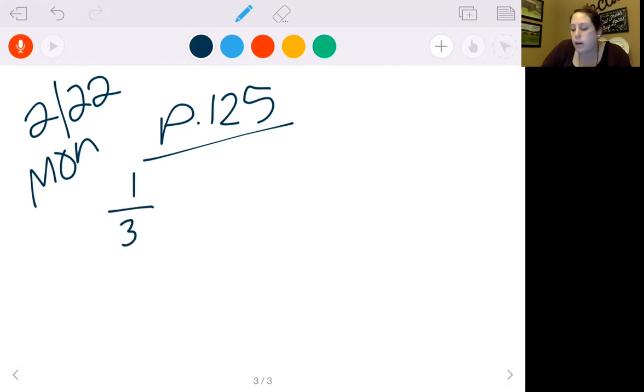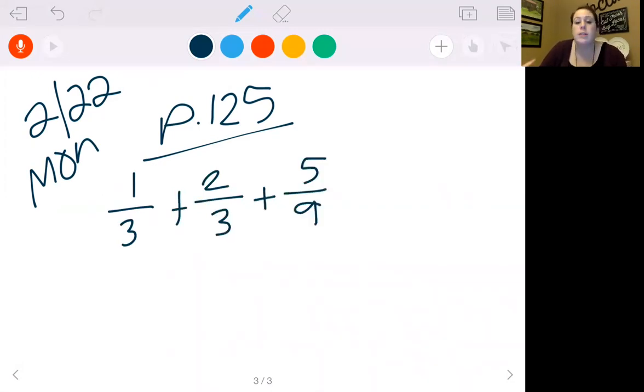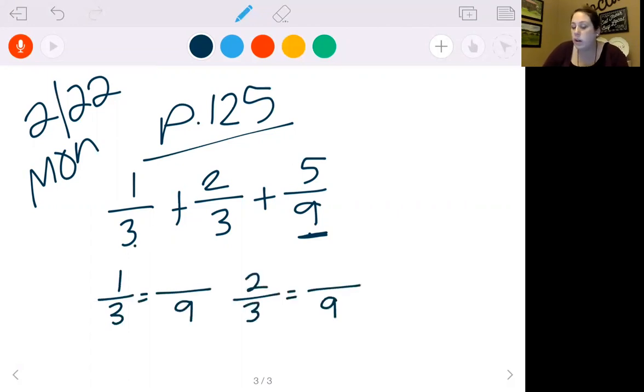Let's do 1/3 plus 2/3 plus 5/9. For this one, we're adding 3 fractions, and that's going to get us used to what we're going to be doing later this week when we add mixed numbers. If you have one like this with a 9, I know that I can make that 3 into that 9, so there's no need to list out all my multiples. So we're going to change 1/3 into something over 9 and 2/3 into something over 9. We don't have to do that to 5/9, it's already done.